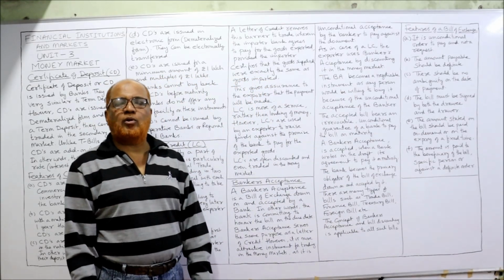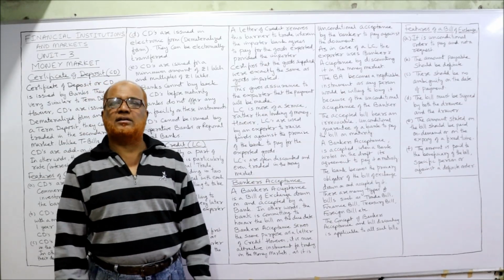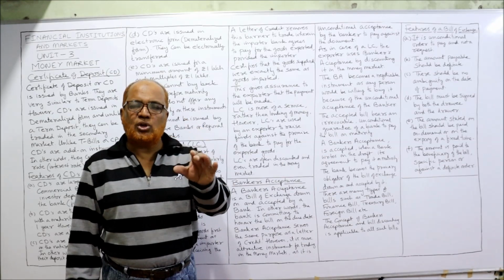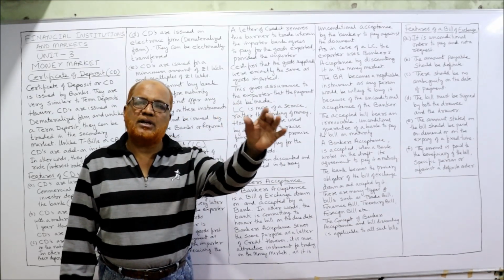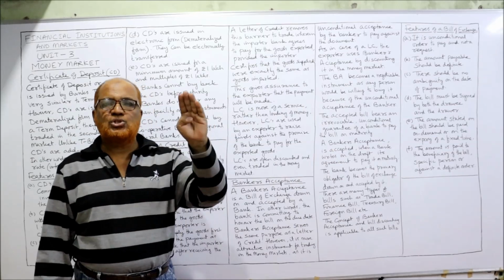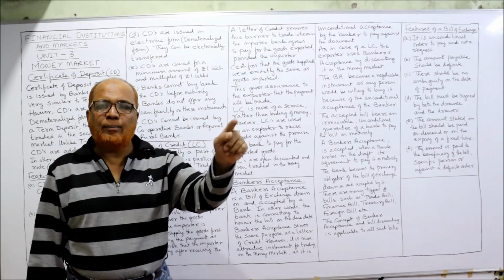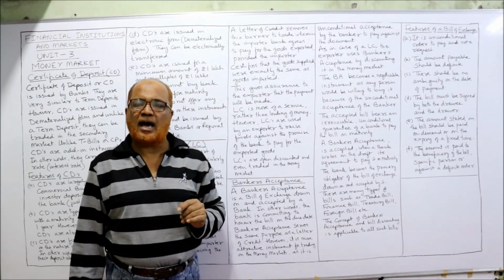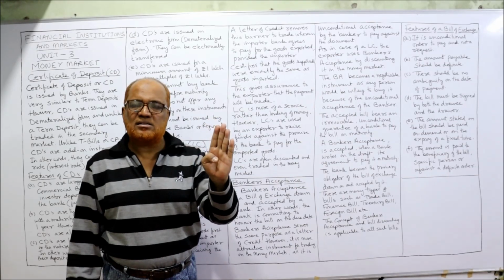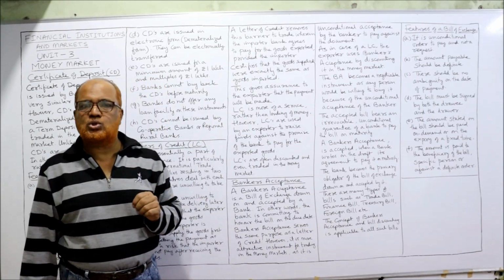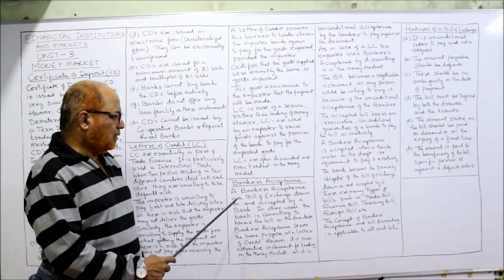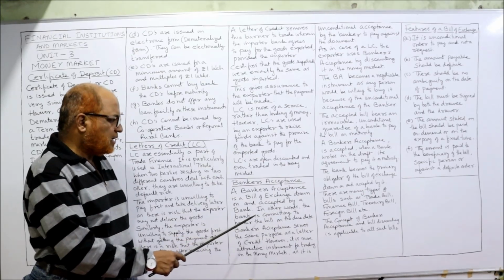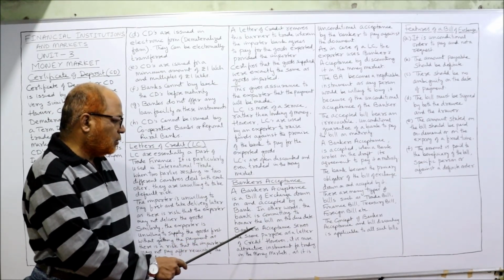Next, the last document I'm going to explain is banker's acceptance. Banker's acceptance is a bill of exchange which is drawn on and accepted by a banker. A bill which is drawn on the bank and the banker has accepted the bill of exchange, that is called banker's acceptance. So this banker's acceptance is also one of the instruments of the money market. In other words, the bank is committing to honor the bill on the due date.